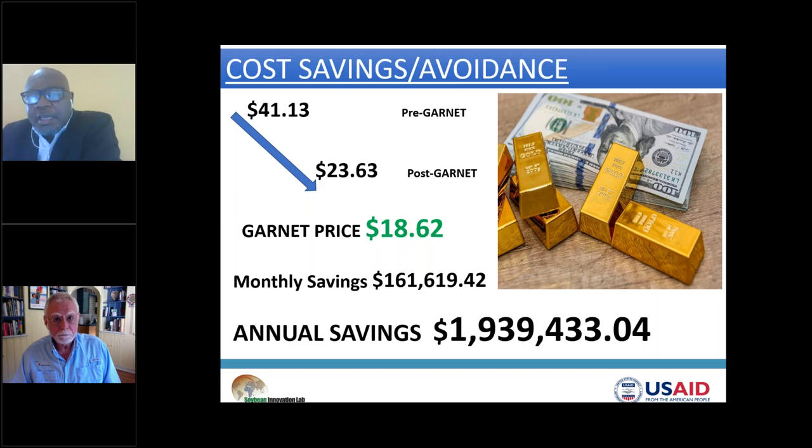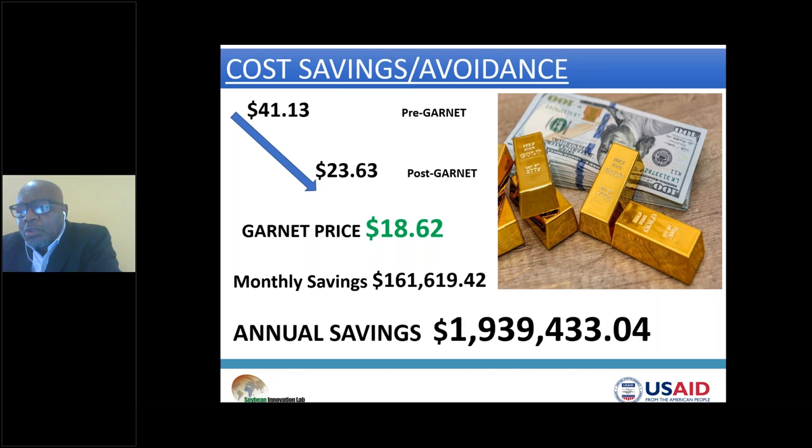Next slide, please. To put all of this into perspective, before Garnet came on the scene, the members were procuring 1 Mbps at $43.13. As soon as Garnet came on board, they felt the competition and dropped their rates from $41 to $23.63. That's a huge savings. Garnet currently offers 1 Mbps at $18.62, which translates into a savings of about $161,000 every month, and cumulatively around $2 million annually.